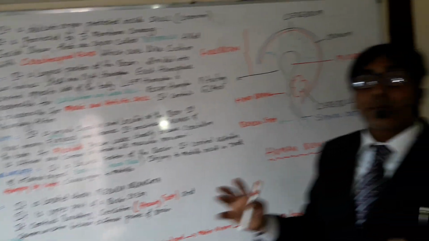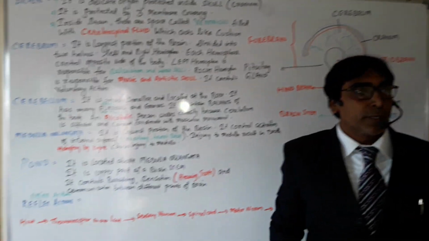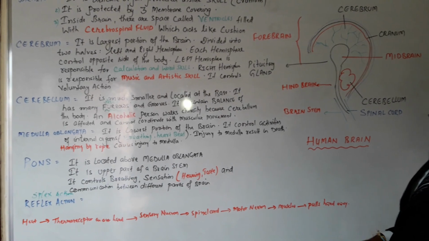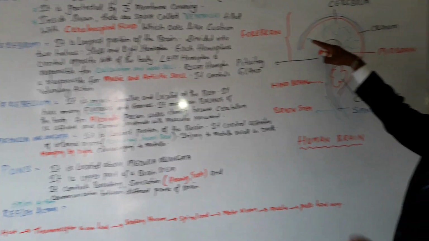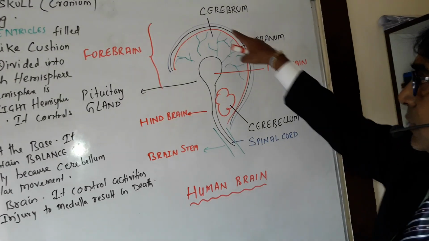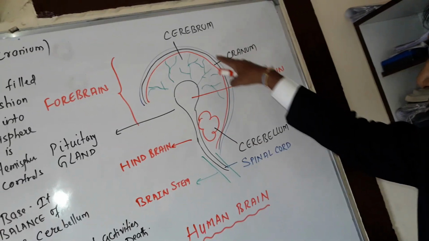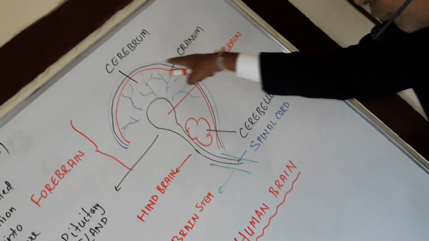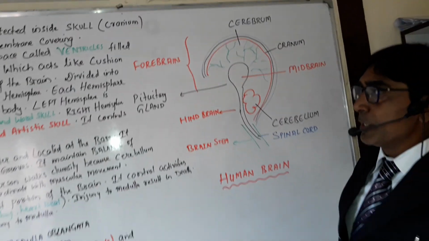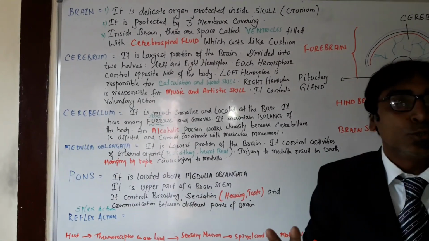Now, there are different parts of the brain in the human body. The first part is the cerebrum. From the figure itself, we can see it is the largest portion of our brain. This is the forebrain of the human brain, and it is divided into two halves.